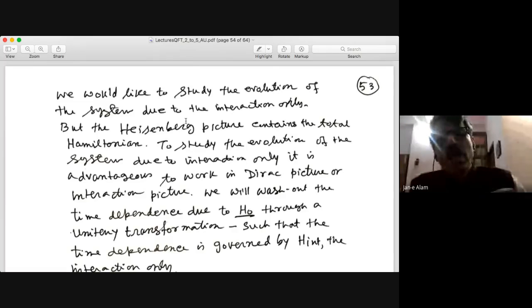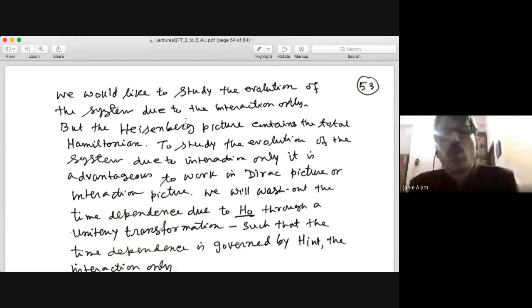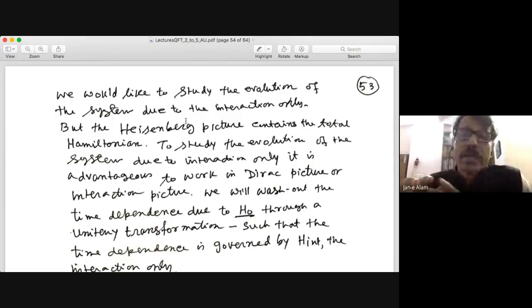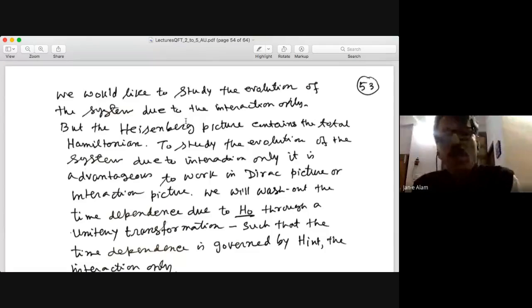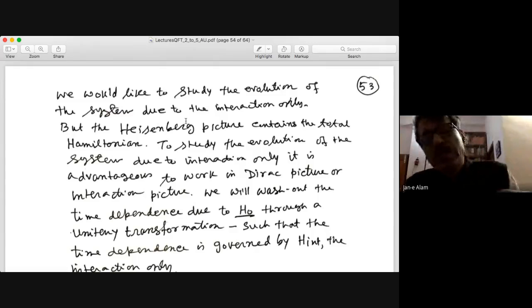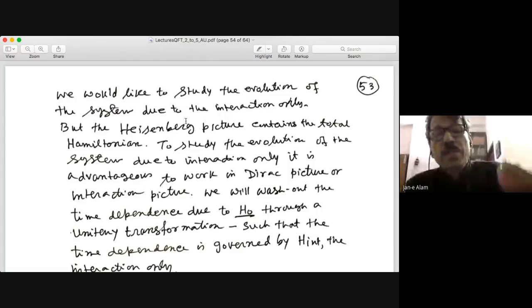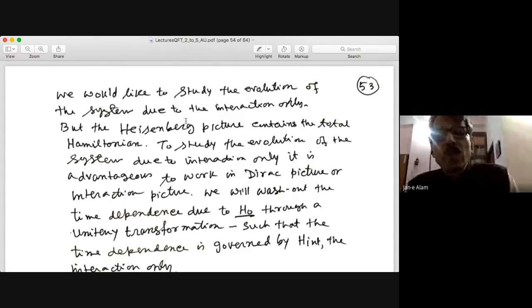So to do that, it is always convenient to work in the Dirac or interaction picture, so that the time dependence due to the free Hamiltonian is washed out, because H naught, the free part, will always give you some time dependence. It will give you the time evolution of the state, right? So if a particle from the source directly goes and hits your detector without the interaction, you don't learn anything. So the free time dependence due to the free Hamiltonian part, I want to wash it out.